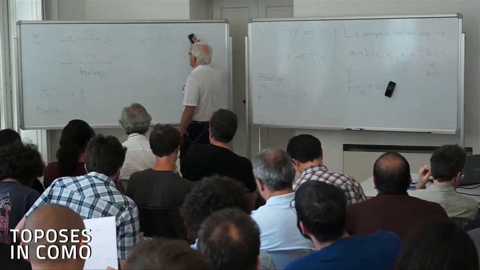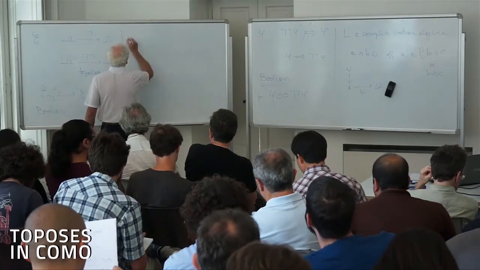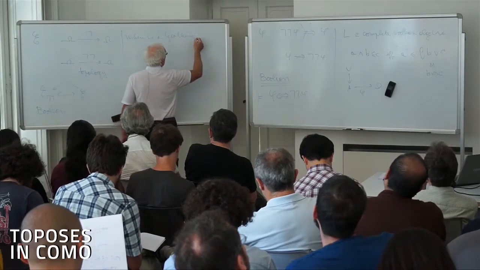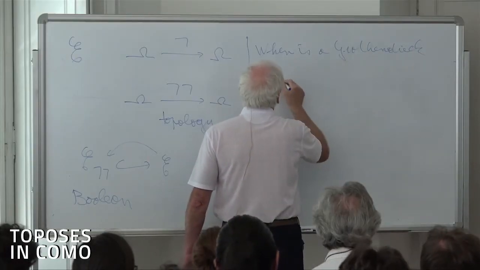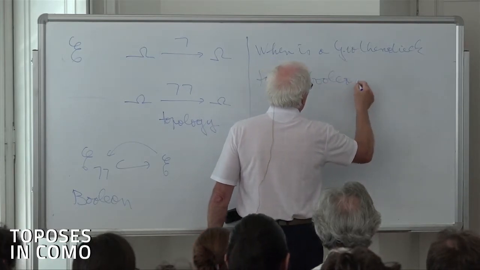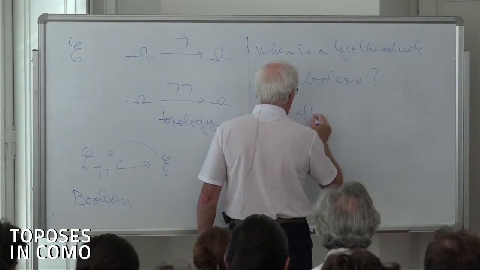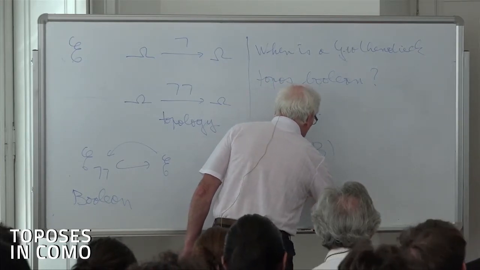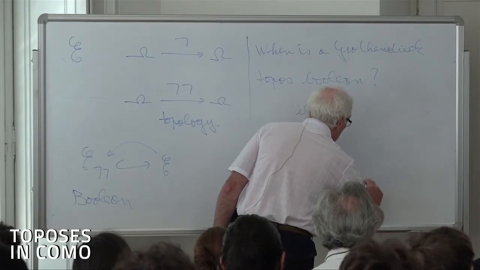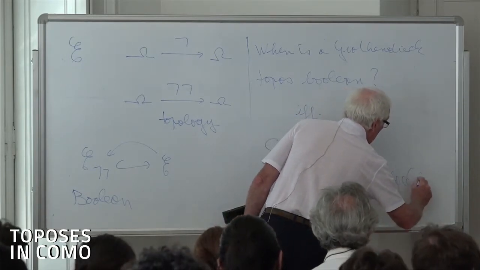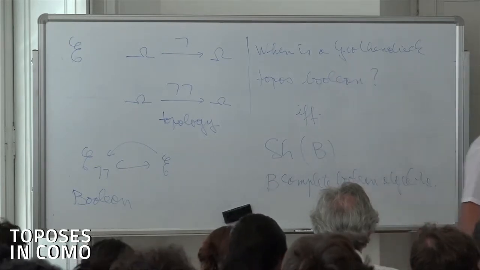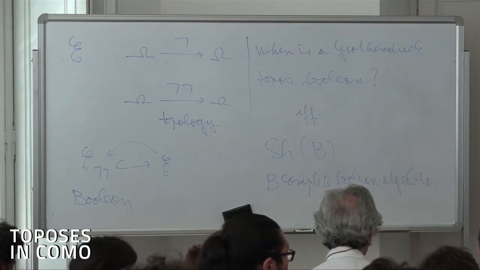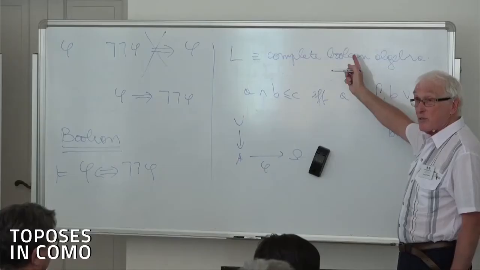Now you can ask the question, when is a Grothendieck topos Boolean? Answer, if and only if it is the sheaves on B, with B a complete Boolean algebra. So this means, in particular, that for a Grothendieck topos to be Boolean, it has to be localic. It has to be the topos of sheaves on a locale which is a Boolean algebra.